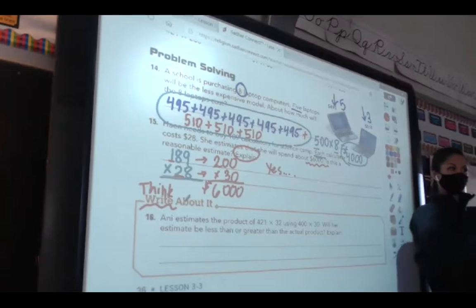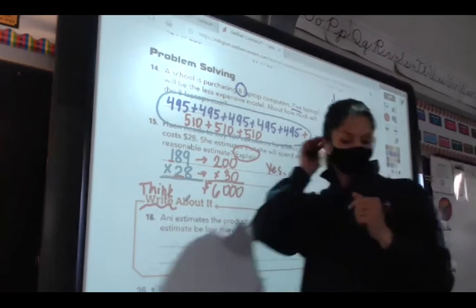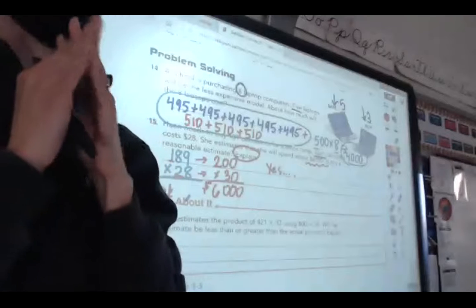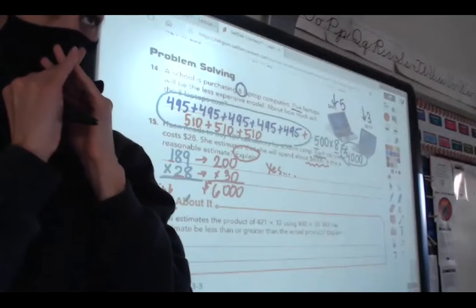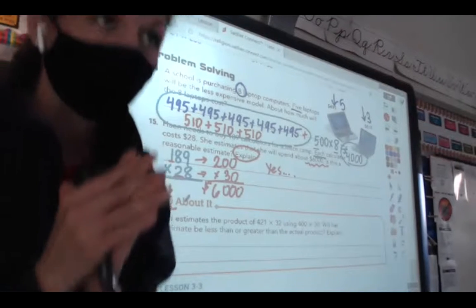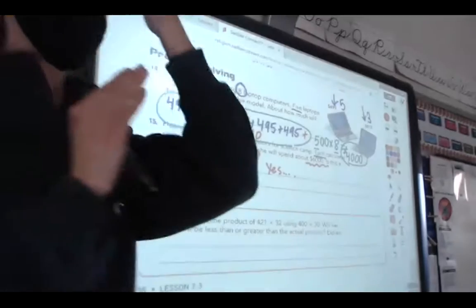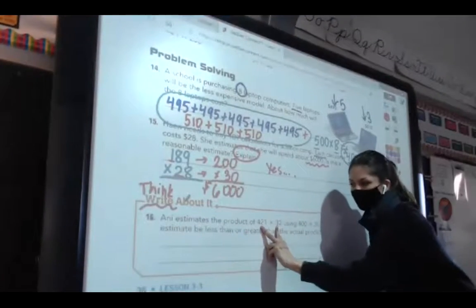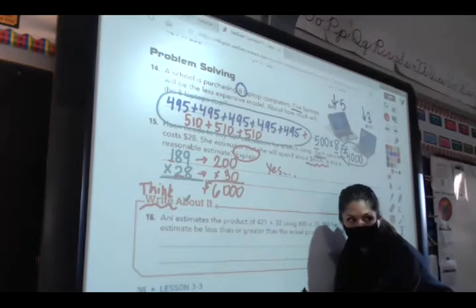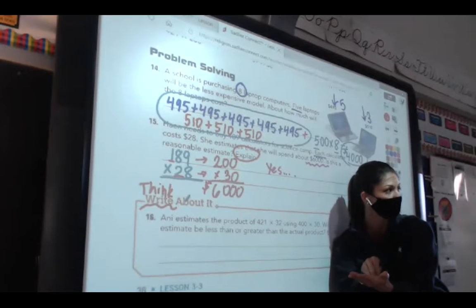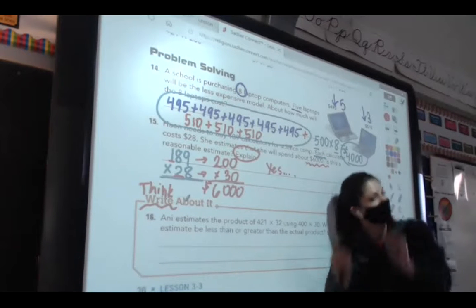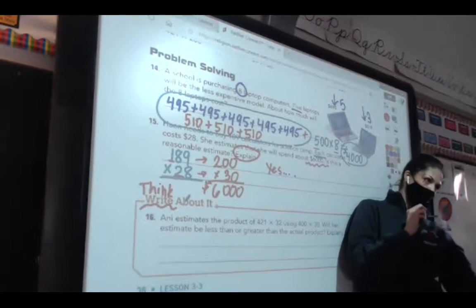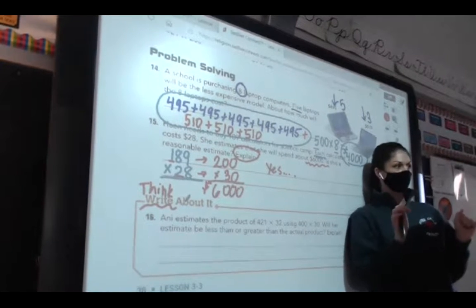What do you think? Tell me a little, Bristol, and then Flori. She said less. Why? She said because you're rounding down. Talk to me, Flori. Anything else? She said both of these numbers get rounded down. Therefore, they're smaller than they actually are. So if you rounded down with both, then the estimate will be lower than the actual answer.